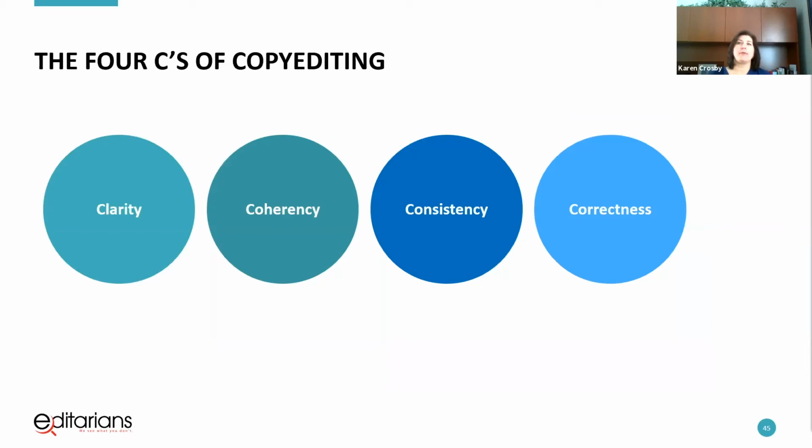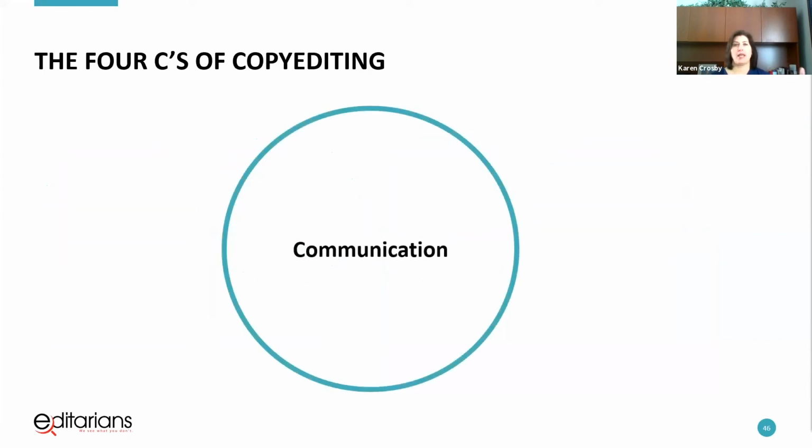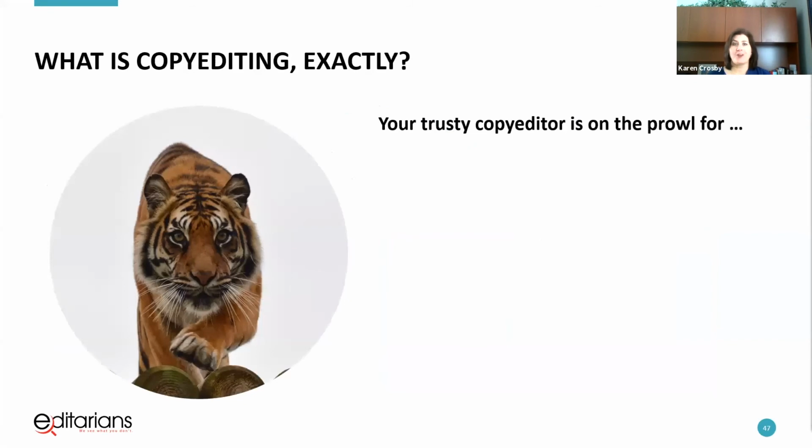An easy way to think about copy editing is to remember the 4 C's: clarity, coherency, consistency, and correctness, all in service of the cardinal C, communication. A clear, coherent, consistent, and correct document stands the best chance of communicating your message to the reader. So what does copy editing look like exactly when we're talking about academic work? I would say the editor's task is to flag or fix issues in 5 overarching areas.